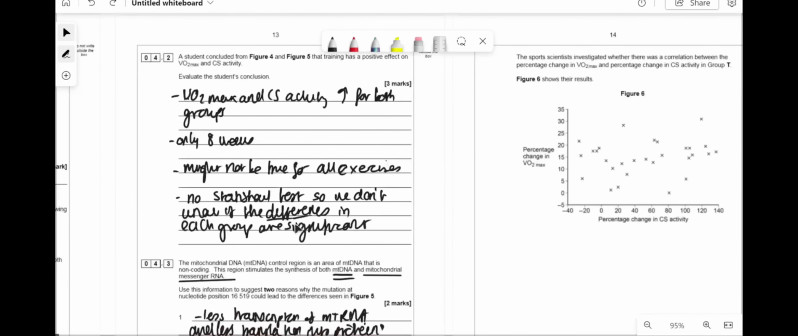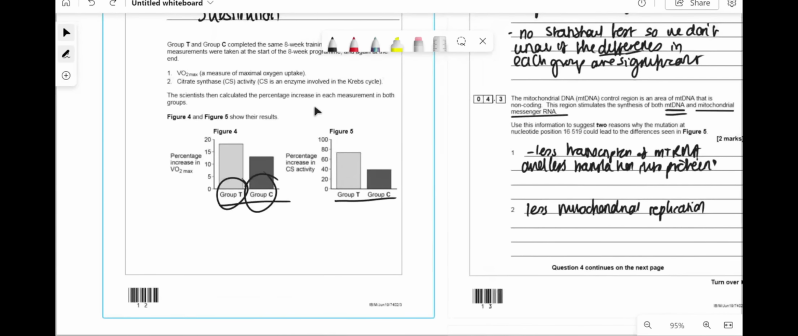So it says having thymine at nucleotide position 16,519 in group T causes an increase in ability to exercise for longer. Evaluate this conclusion, use all the data in the question. So obviously we need to do the same thing as always. We need to say for and against. So let's look at for. If we look at the first data from this previous question, here you can see that group T has increased activity in VO2 and CS activity, both of them.